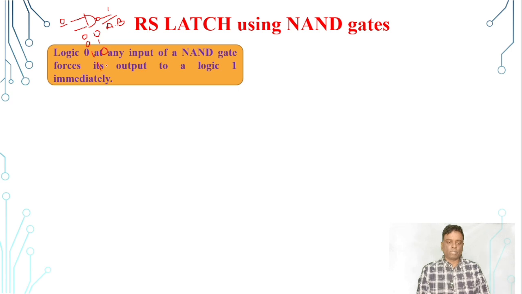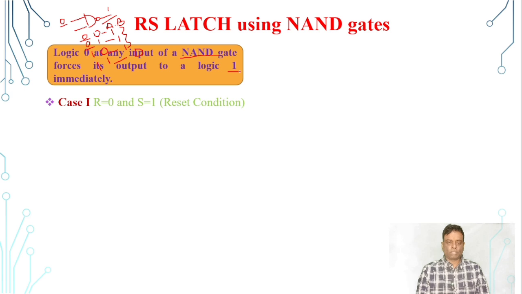So you can see, if 0 0, the output will be 1. If 0 1, the NAND gate output is 1. 1 0, the output will be 1. 1 1, the output will be 0. So if at least one input of the NAND gate is 0, it forces the output to be 1. That is the speciality of this NAND gate, applicable for any input. Logic 0 at any input of the NAND gate forces the output to be logic 1. That property we are going to apply in this case.